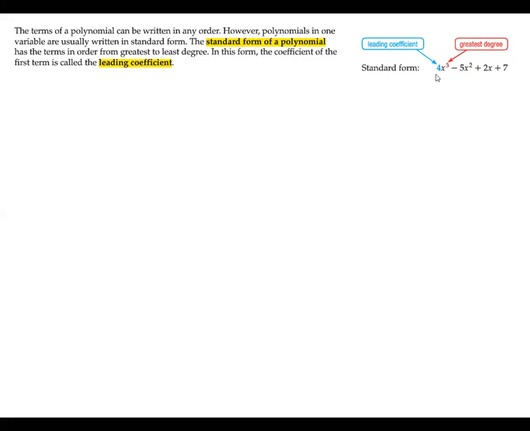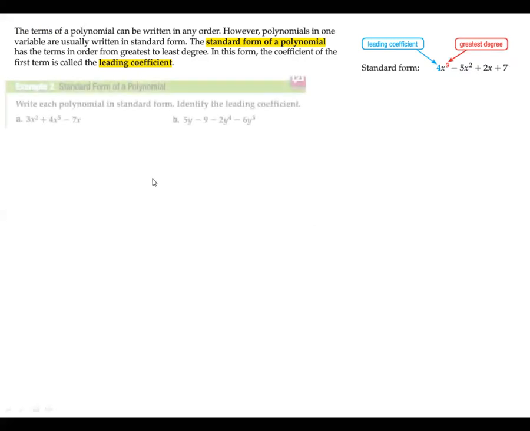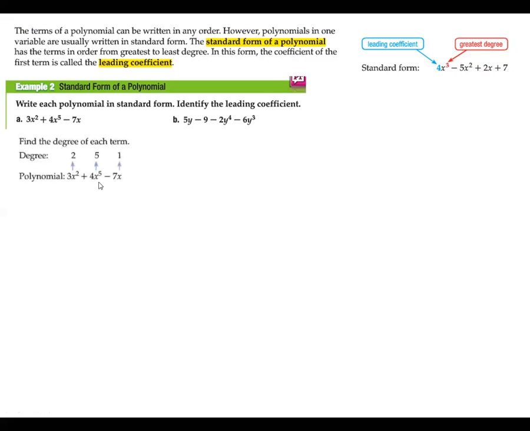The number in front of the variable of the first term when your polynomial is in standard form is called the leading coefficient. So let's write each polynomial in standard form and identify the leading coefficient. So this one, 3x squared plus 4x to the 5th minus 7x. You got to put the 4x to the 5th out front. So it'd be 4x to the 5th plus 3x squared minus 7x. It's a trinomial, and the highest exponent is 5. So it's degree 5.